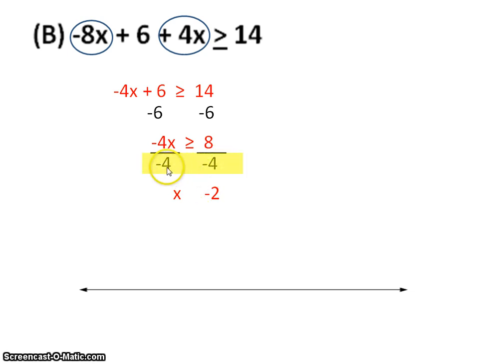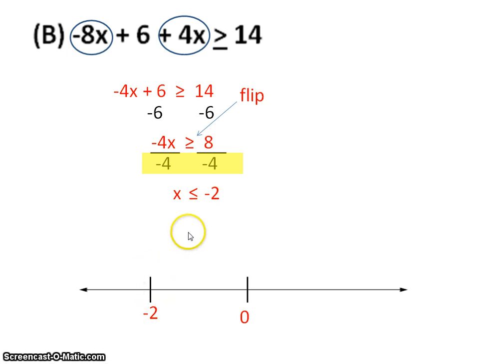Now I divided both sides of the inequality by a negative number, which means that this inequality symbol needs to be flipped. So the greater than or equal to needs to flip and become less than or equal to. X is less than or equal to negative 2. Now let's graph that solution on the number line. We're going to put in 0. I need to put in a negative 2.